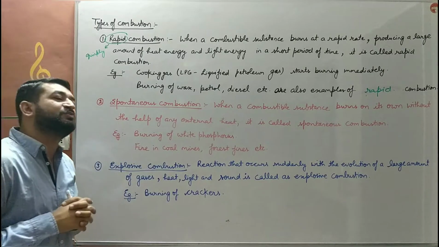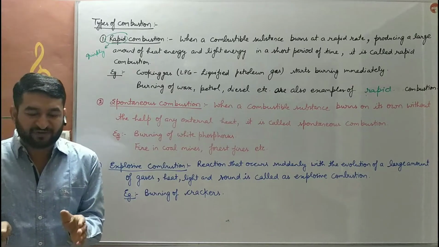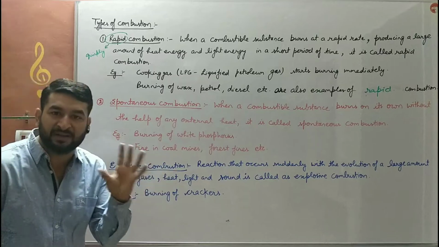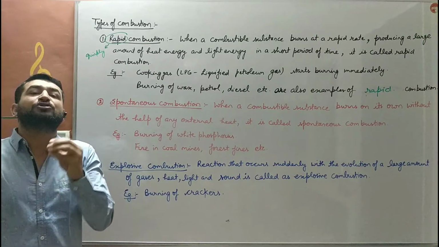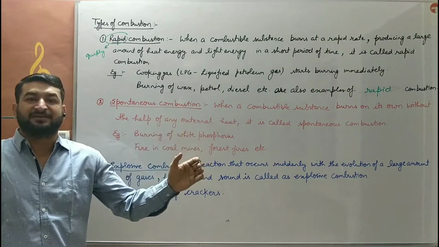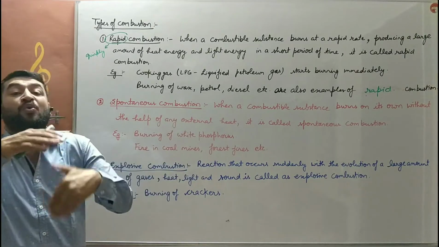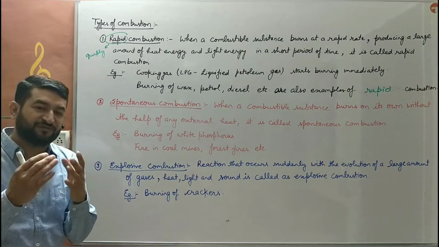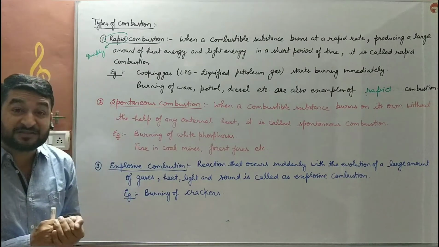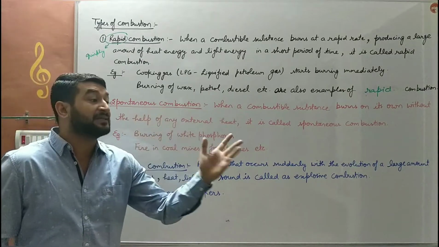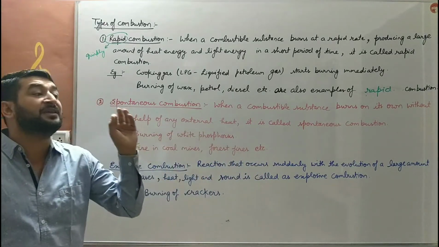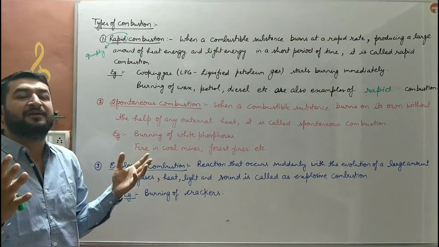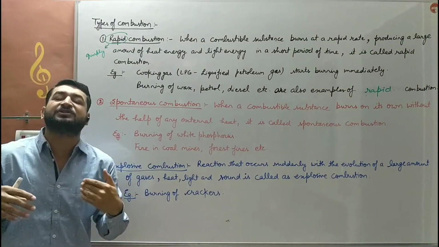Second one was spontaneous combustion, the form of combustion in which a combustible substance undergoes burning without the requirement of any external heat. The substance burns on its own. Examples are burning of white phosphorus, forest fires, burning in coal mines. They catch fire on their own, beta. We do not require any flame for that, any burning matchstick or burning candle. So that's why that is known as spontaneous combustion.